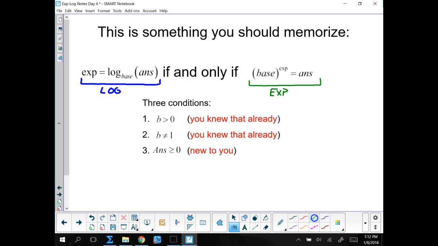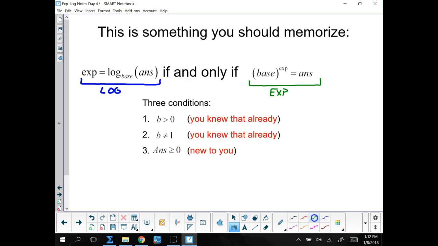Then we write the word log. We know that it's a logarithmic equation because the word log is in the equation. When you see the word log, it's a logarithmic equation. Unless it's in an exponent. The base comes from the base of our exponent, and then the extra number is what I call the answer.